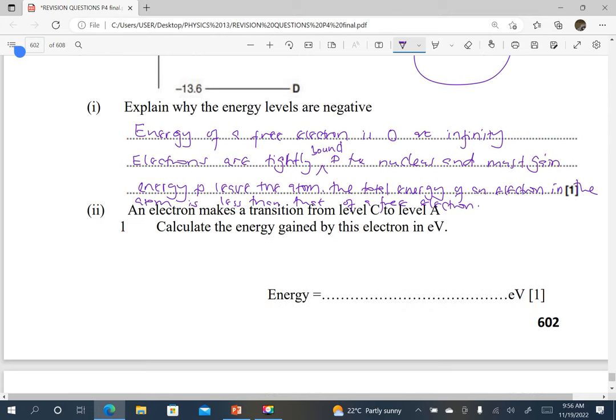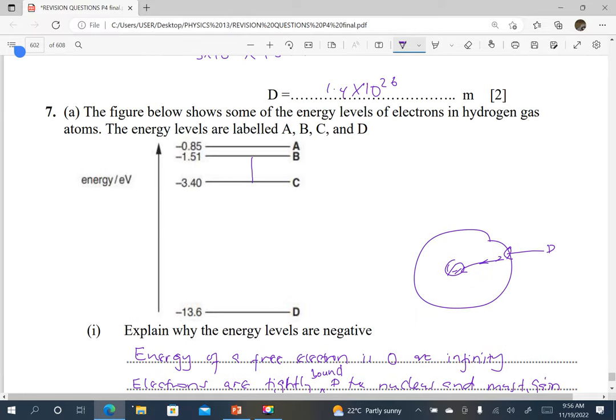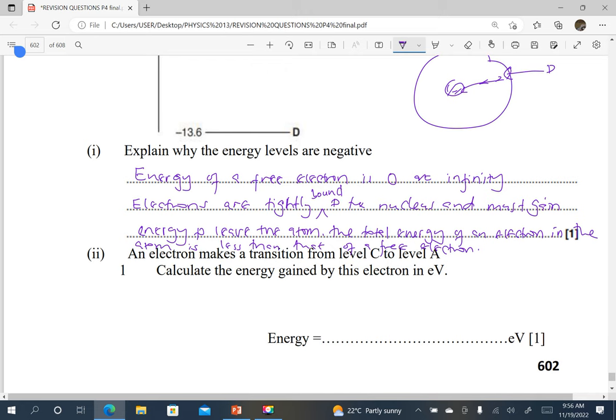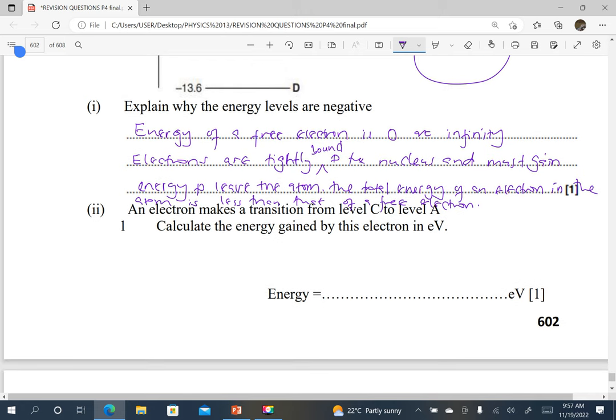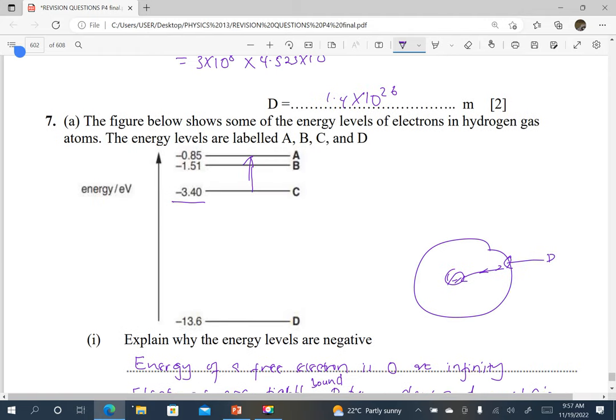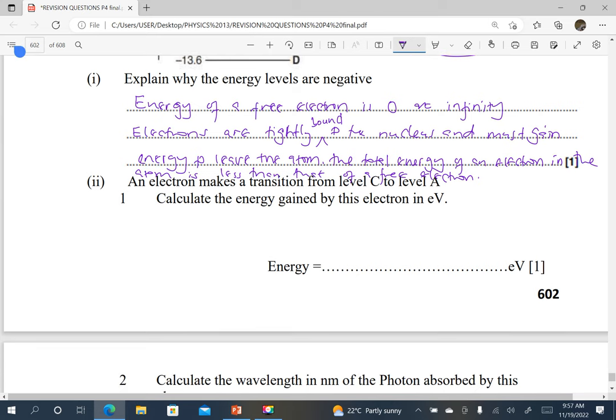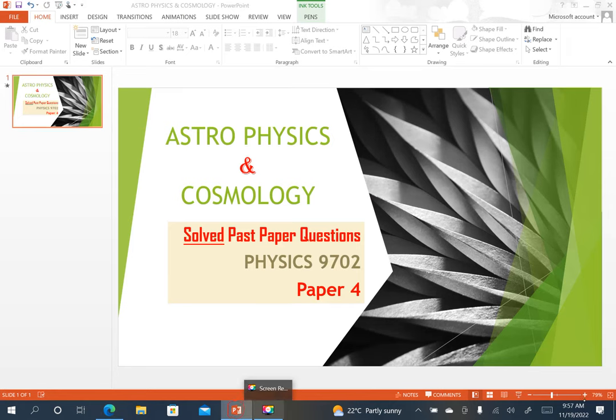Okay. Next, an electron makes a transition from level C to level A. Calculate the energy gained by the electron in electron volts. At A, the energy is negative 0.85, and at C is negative 3.4. So the change in energy is negative 0.85 minus negative 3.40. When you subtract, this is 2.55. Okay, I have to pause at this point.